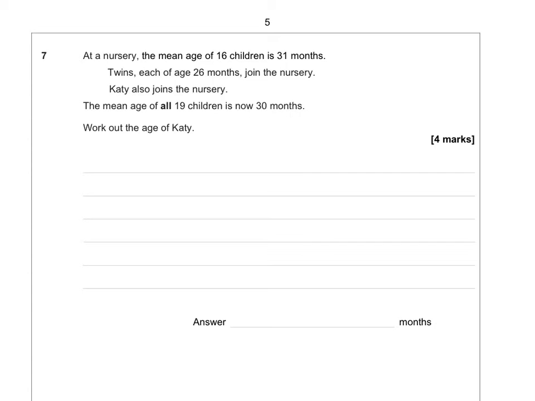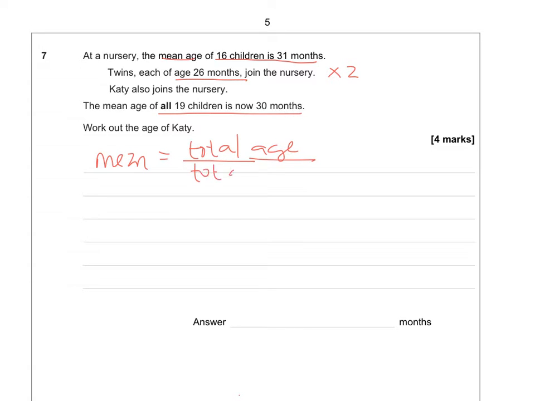Question 7. At a nursery, the mean age of 16 children is 31 months. Twins, each of age 26 months, join the nursery. So that's 2 children of age 26 months. And Katie also joins the nursery. The mean age of all 19 children is now 30 months. So we know that the mean average is equal to the total divided by the total number of children. So the total age divided by the total frequency, or the total number of children.